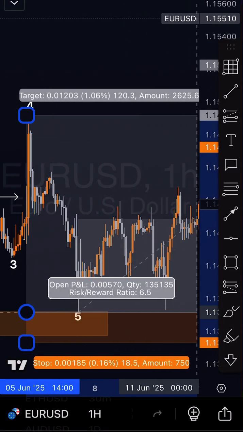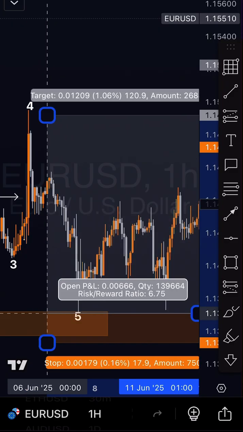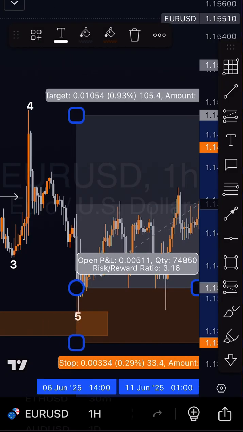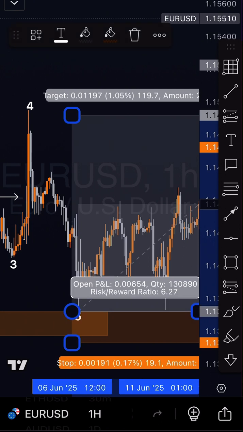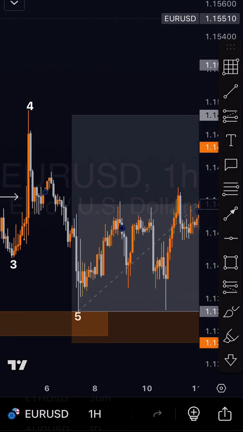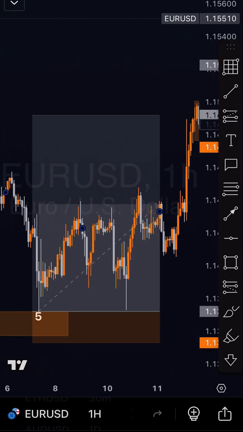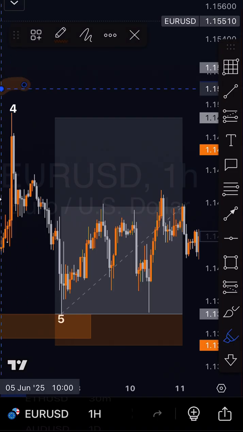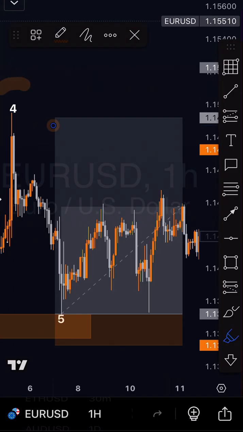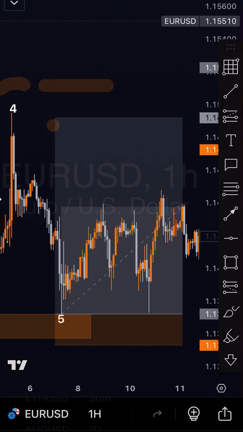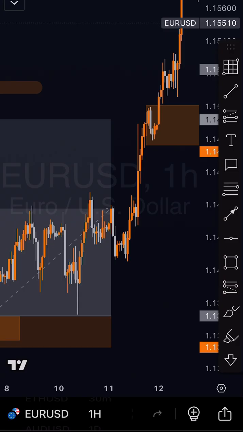Price shot up, man. But by the way, I gotta update my TradingView. I'm sorry, guys, for the noise that's happening in the background. But hey, man, what happened? Price shot up. You know what I mean? And this is supposed to be your target over here. And obviously, what did price do? Price ate the TP.